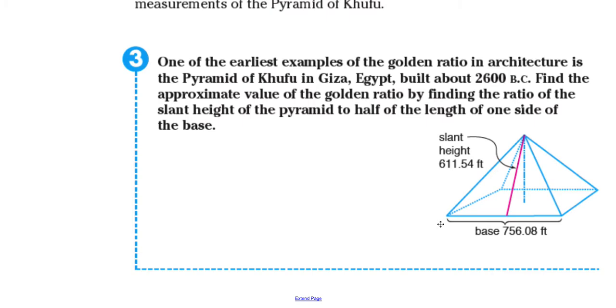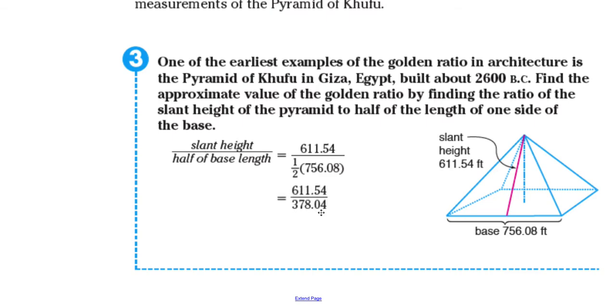It's called the slant height simply because if you look at the height, it slants a little bit. To find the golden ratio, we take the ratio of the slant height over half of the base length. So the slant height is 611.54 divided by half the base length, which is half of 756.08.